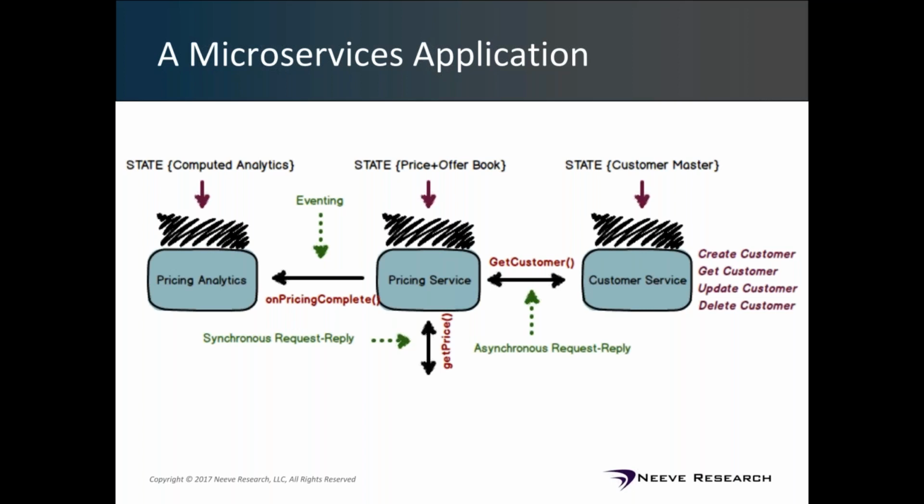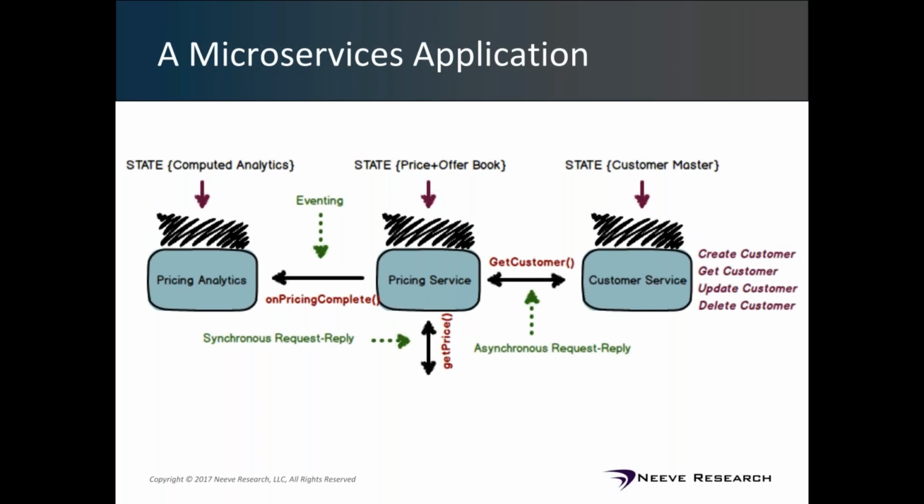The pricing function effectively receives the request and stores private state, which is your price and offer book or catalog, routes the request to the customer service, which is maintaining the customer catalog or the customer master, and provides an interface by which you can actually access that customer master. The pricing service uses the get customer call in order to get this customer from the customer master, and then satisfies the request by replying back to the get pricing request, and at the same time dispatches out a pricing complete notification, which is picked up by the pricing analytics service, which is holding state, which is effectively computed analytics.